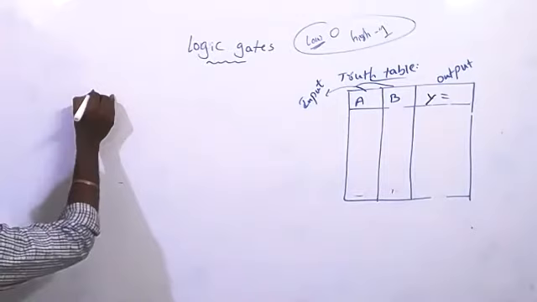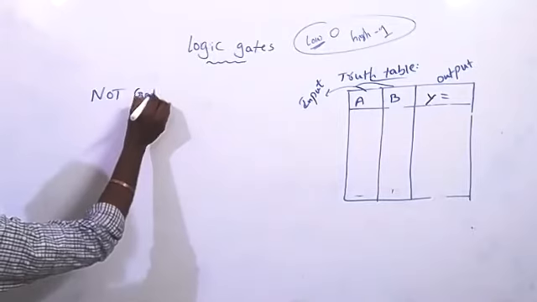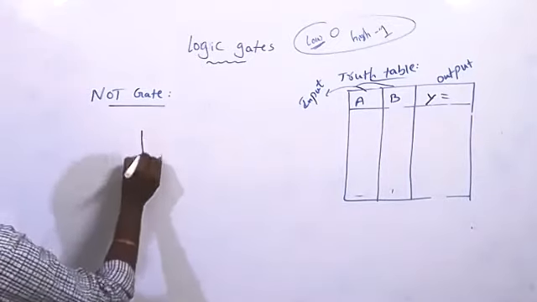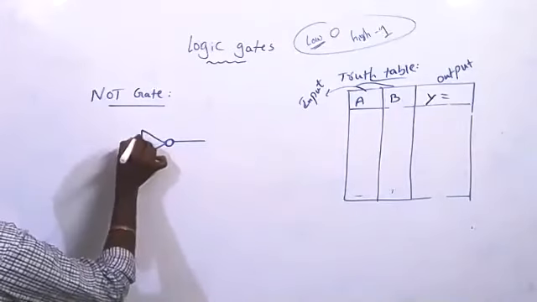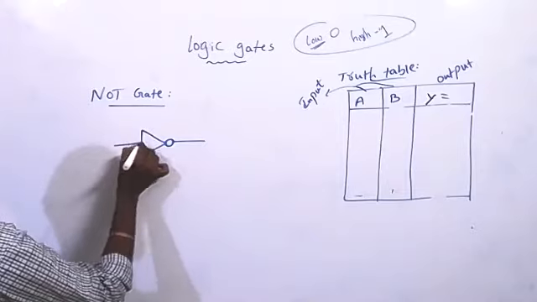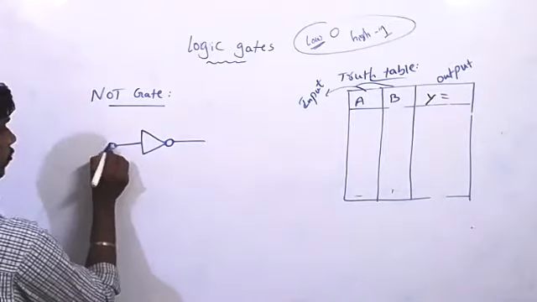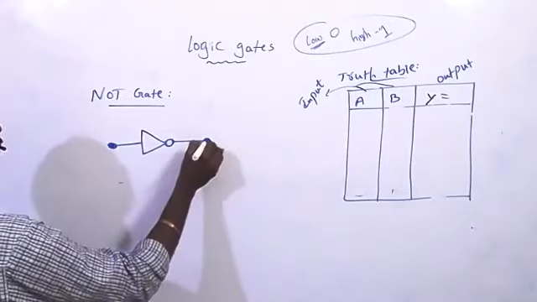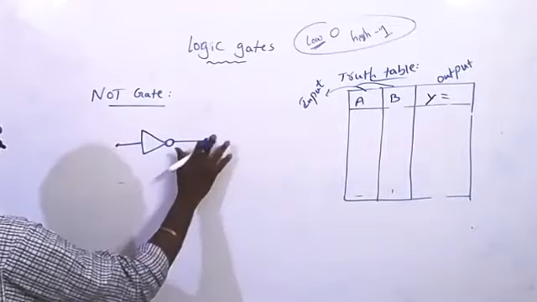One more gate is the NOT gate. NOT gate symbol. What is the NOT gate symbol? This symbol, if you are seeing, it is the NOT gate. A NOT gate has only one input and one output. One input, one output. Even if you don't draw this much, just input, output.